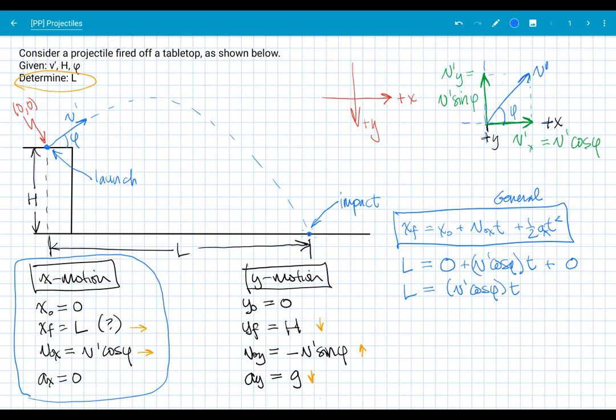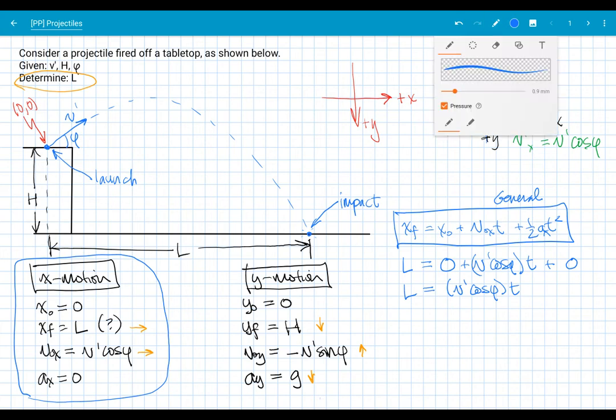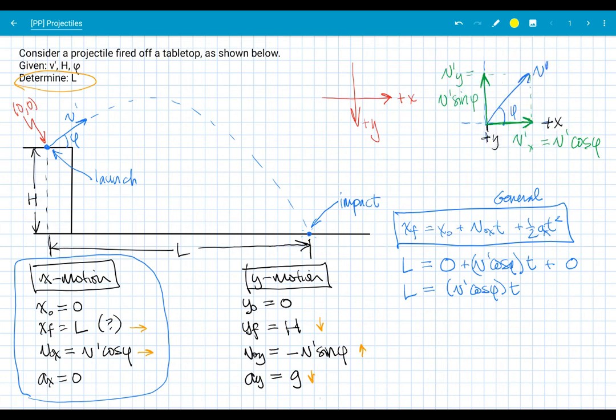Great. So what does this show me? This shows me that I'm not done, that L is something that I want to find, right? V prime, I have, that's given. Phi is given, so I know everything in the parens there, but I need to express t, time. T is not given, right? So I need to express that.